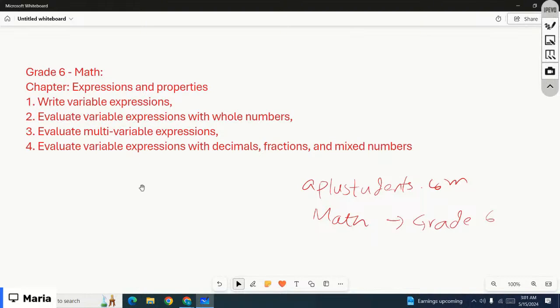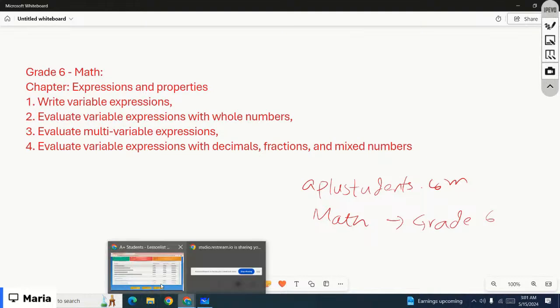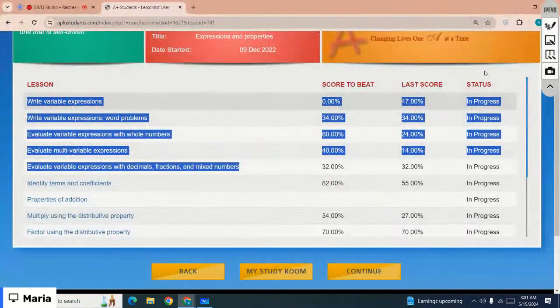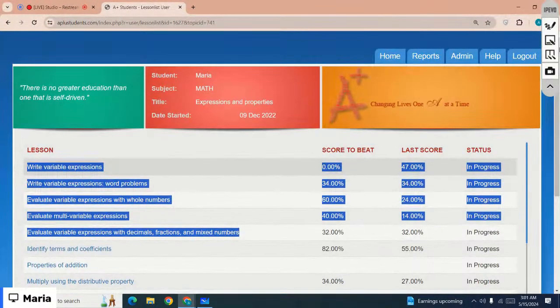Okay, let's just start with the chapters lesson. Here I'm on grade 6 math. The chapter we are on right now is expressions and properties. Let's just start with the first lesson, that is write variable expressions.